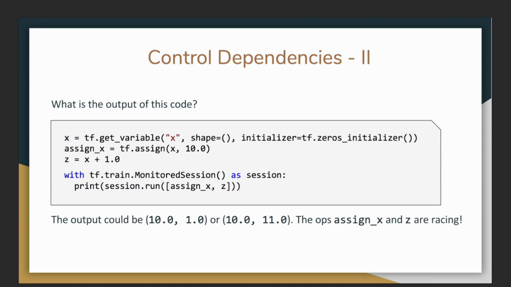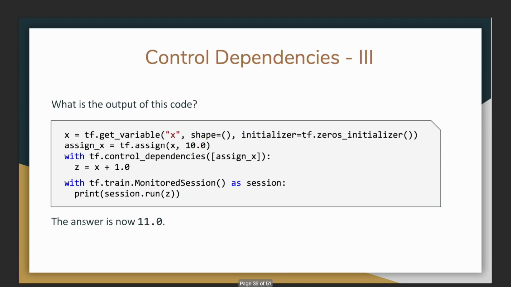What you can do, if you want to specify an order, is do this. You can say, with control dependency of assign x, do x plus 1. This means that if you ask even only for z, TensorFlow will know when it tries to compute z that before doing whatever is in this block, it must evaluate assign x. It will execute assign x, assign a value of 10 to the variable, and then x plus 1. And now you actually get a deterministic output of 11.